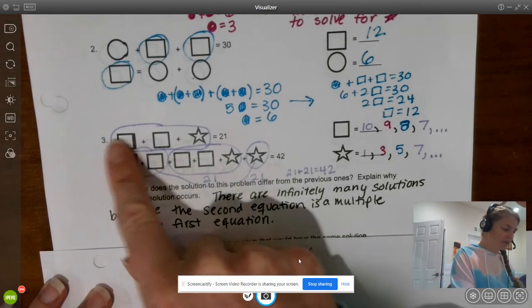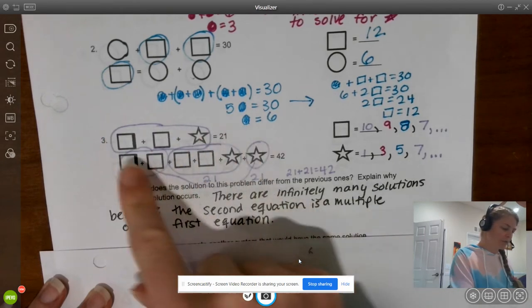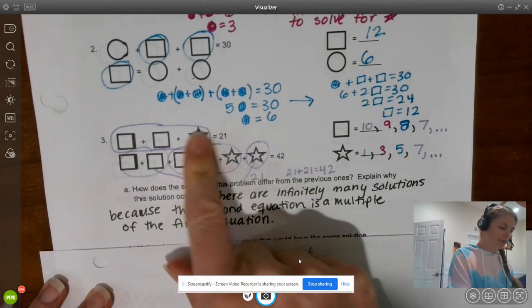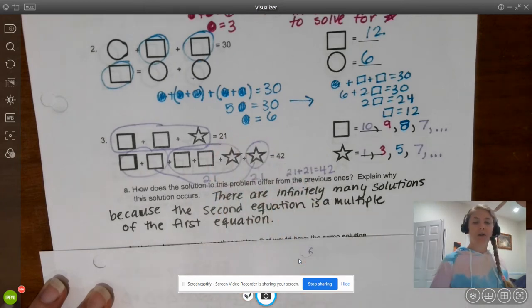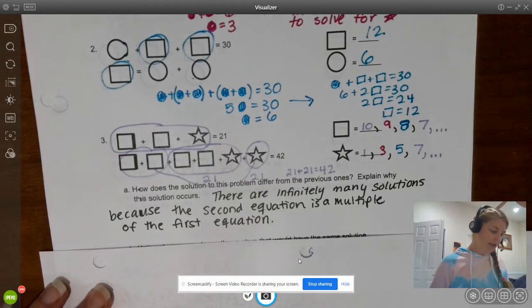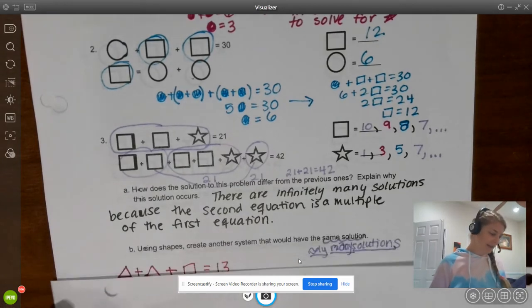Because if I took the first equation and multiplied it by 2, notice 2 squares become 4 squares, and 1 star becomes 2 stars, and 21 times 2 is 42. And we know when equations are multiples of each other, they're actually the same equation. So we're going to have infinitely many solutions when graphed; these two lines are the same line.